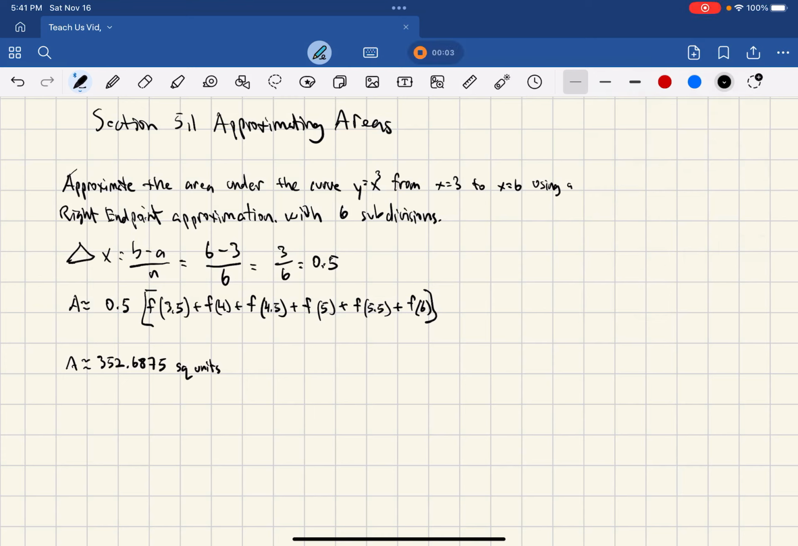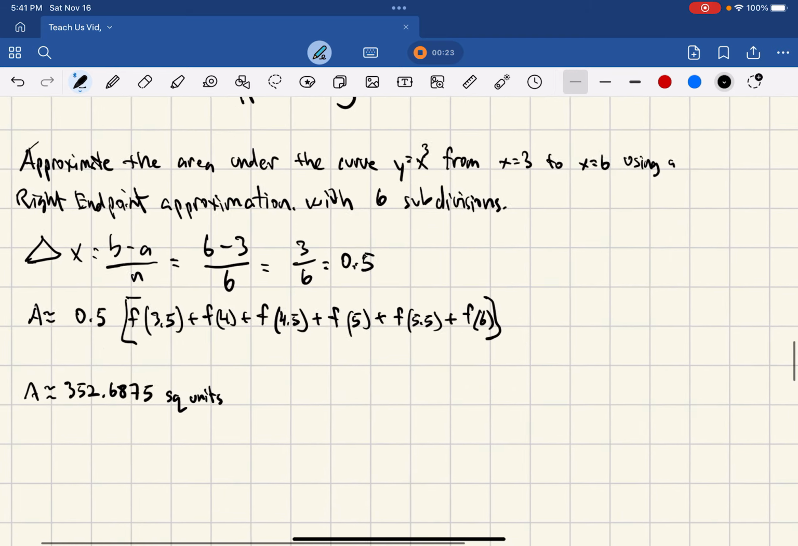Section 5.1 Approximating Areas, problem number 7. Approximate the area under the curve y equals x to the third power from x equals 3 to x equals 6 using a right endpoint approximation with 6 subdivisions.